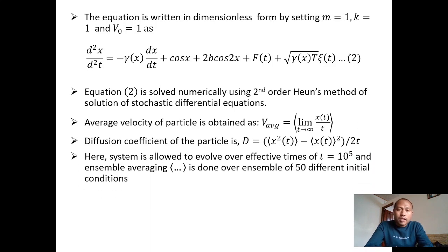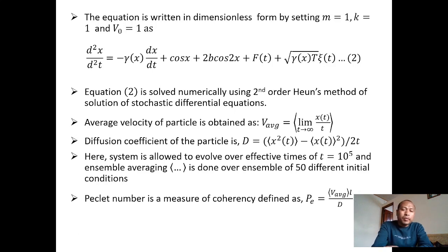Here, as I mentioned, the particle is allowed to evolve over a long time, that is 10 to the power 5, and the ensemble average is done over an ensemble of 50 different initial conditions, because the dynamics of the system sensitively depends on the initial condition of the system.